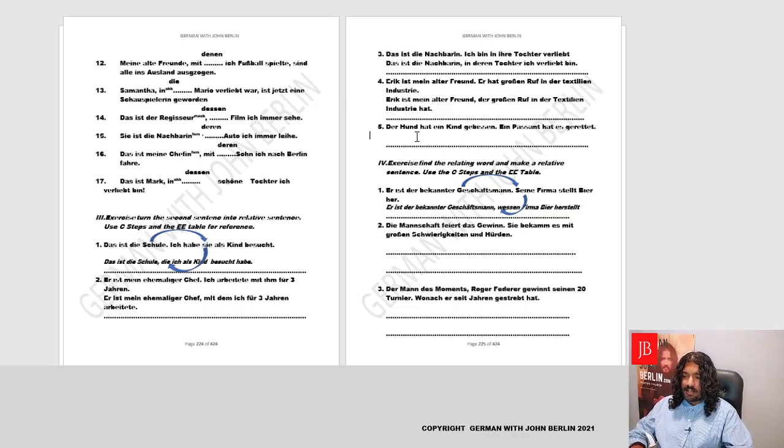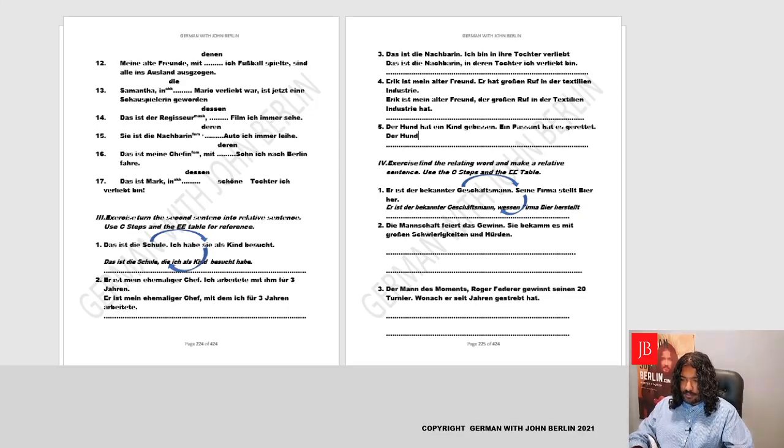Okay, der Hund hat ein Kind gebissen, ein Passant hat es gerettet. So the dog had bitten a child. A passerby had rescued it. What are the relating words? It's basically ein Kind and es. We need to change es into a relative pronoun. So here it's basically who rescues whom. So the passerby, Passant, rescues it, being accusative, and it's being spoken for Kind, which is neutrum. So accusative neutrum, you have a look.